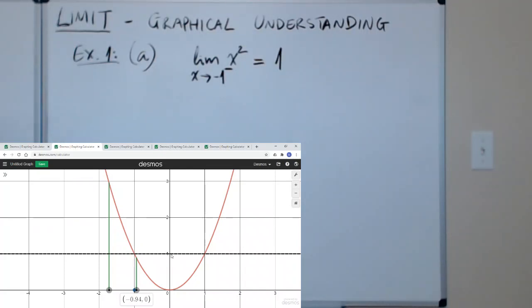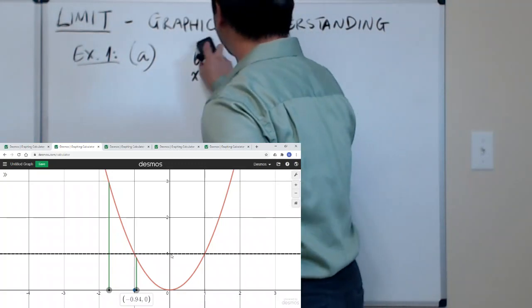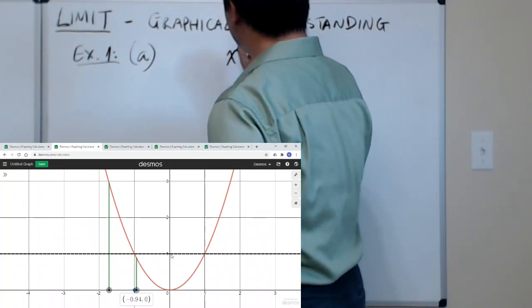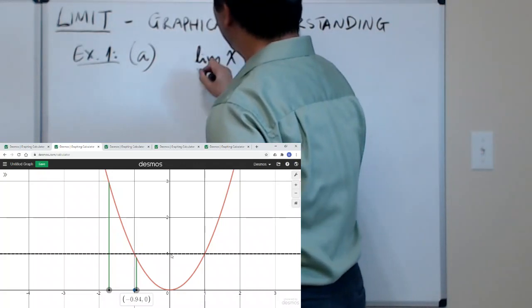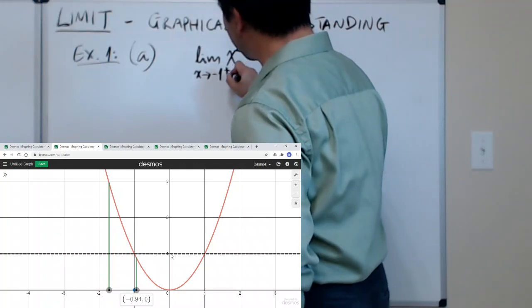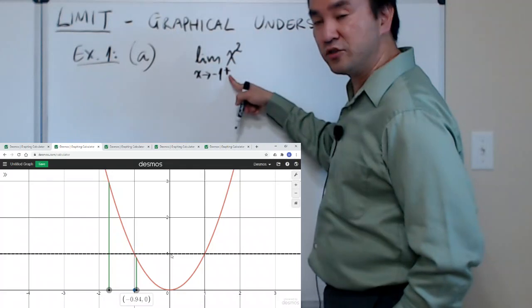And so once again, back on my board, the same function x squared, but as we were letting x get close to -1 from the right hand side, that's why I had this little superscript plus sign next to my limit point.